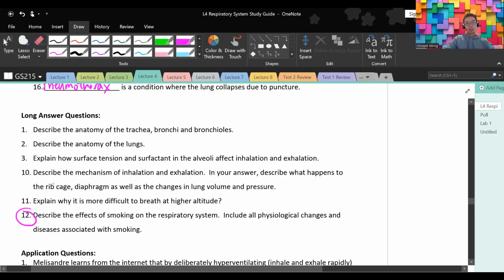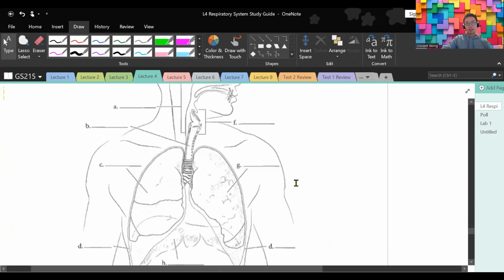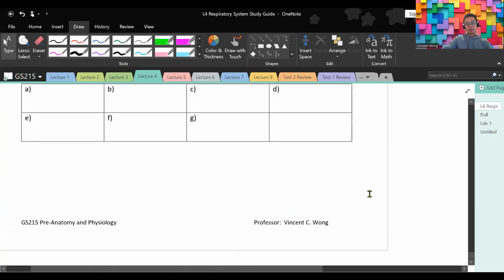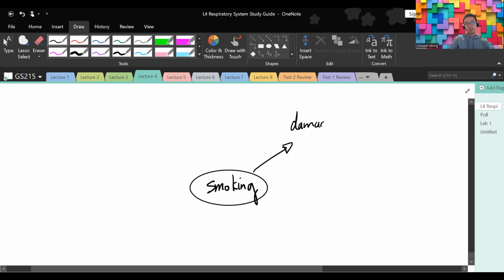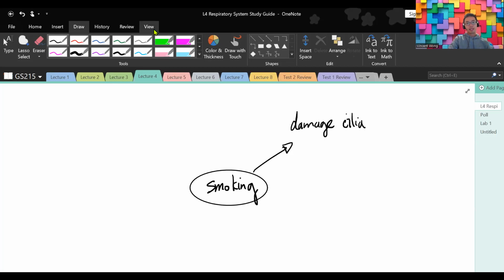Describe the effects of smoking on the respiratory system, include physiological change, disease. Okay, sure. We can quickly do that. Let's find a blank spot here. I'm just going to do like a mind chart or something. So what does smoking do? Well, first of all, smoking is going to irreversibly damage cilia.